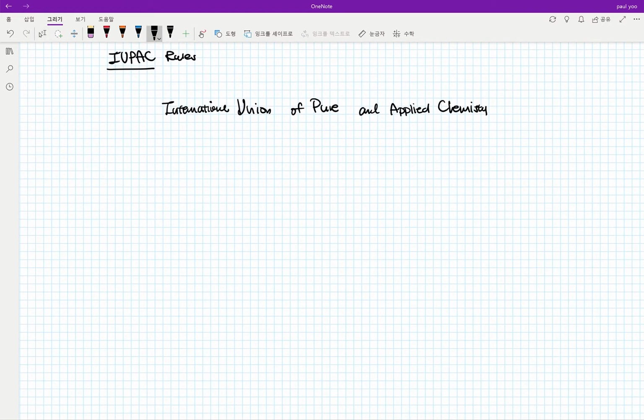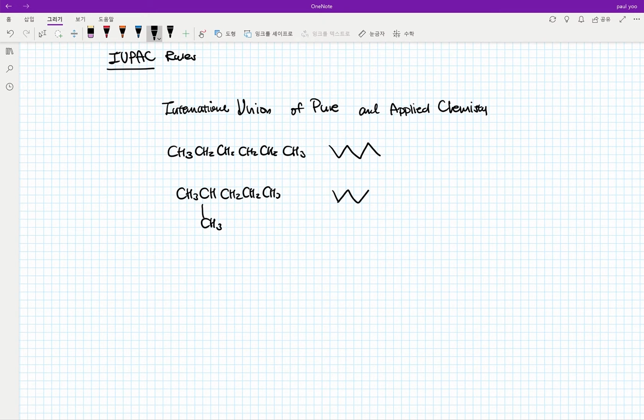So hexane, CH3CH2CH2CH2CH2CH3, where the bond line formula looks like that, can have isomers looking like CH3CH, CH2, CH2, CH3, CH3, and it has a pentane and a methyl group attached to it. So let's start learning the rules.